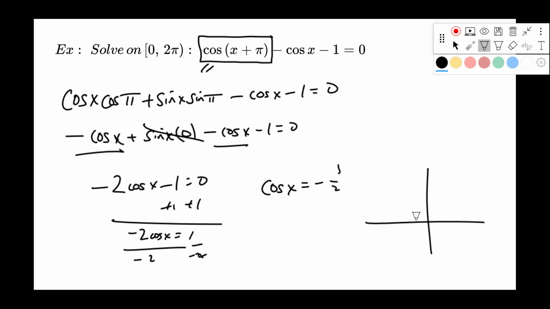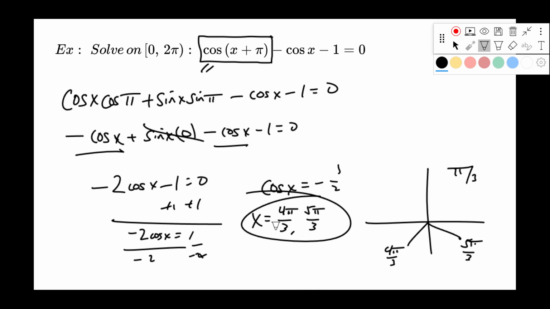Now I'm back on the unit circle again. Cosine's the x-coordinate. Where's the x-coordinate negative? X is negative in quadrants 3 and 4. Cosine is a half, the reference angle for a half would be pi over 3, but that's in quadrant 1. In quadrant 3, that's 4 pi over 3, and in quadrant 4, that's 5 pi over 3. So x must be 4 pi over 3 and 5 pi over 3. And that's my answer.